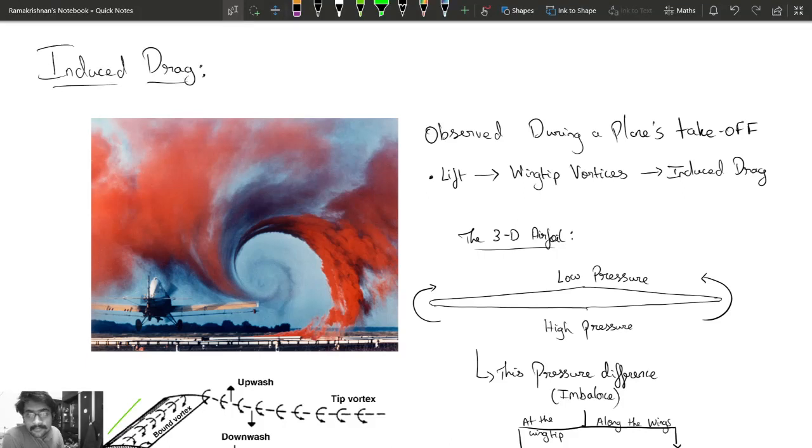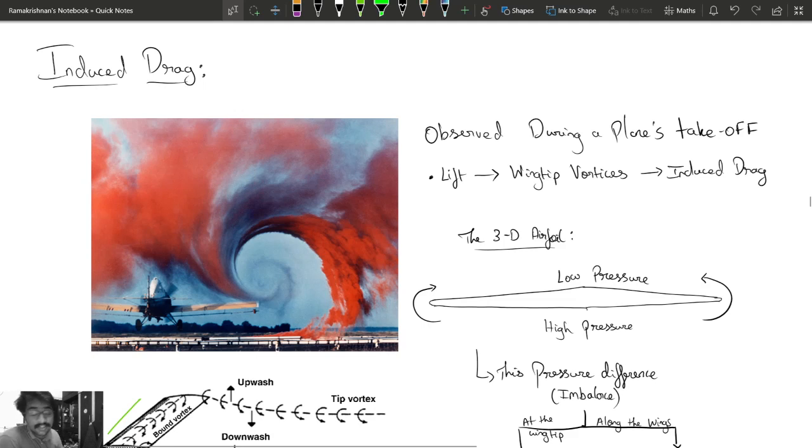So hi, in this video we'll be looking at a concept called induced drag. So let's look at this picture. In this picture, we can see an airplane that is taking off from a runway, and we can see that these kinds of vortices are created as the airplane tries to take off.